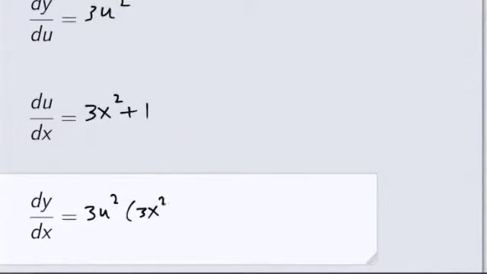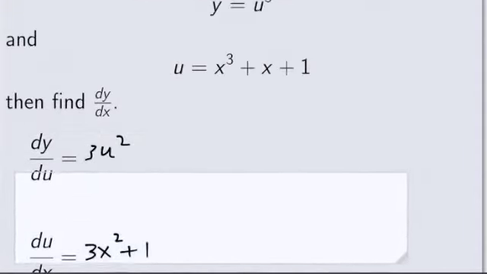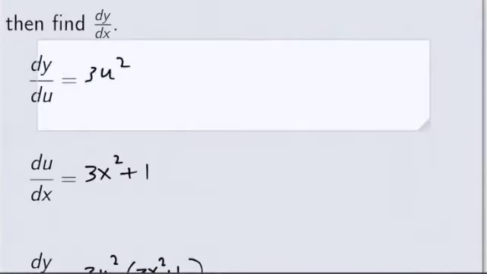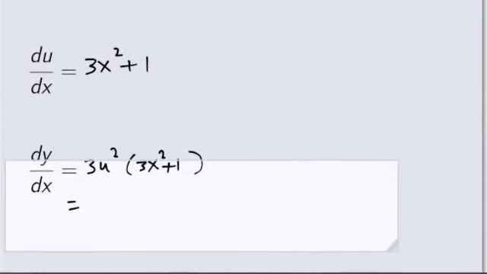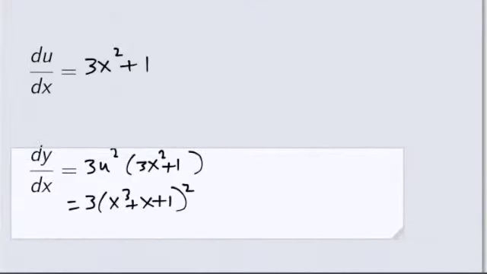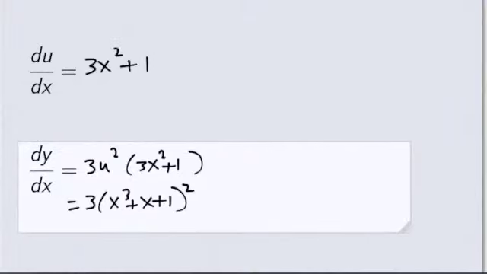Now we can substitute for u because we would like to express dy dx in terms of x. U is x cubed plus x plus 1, so we can substitute for u. So here we have 3u squared times 3x squared plus 1.